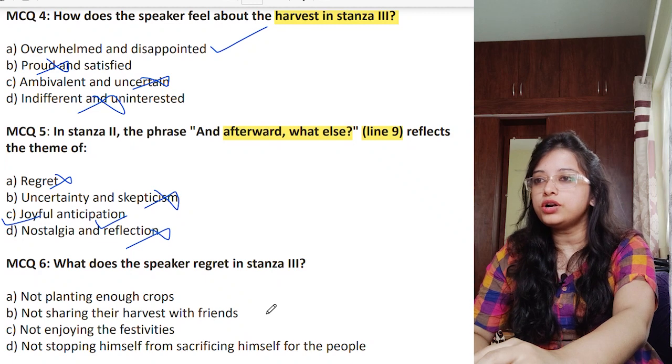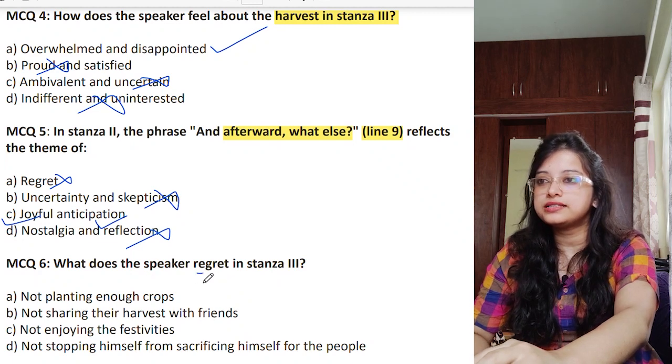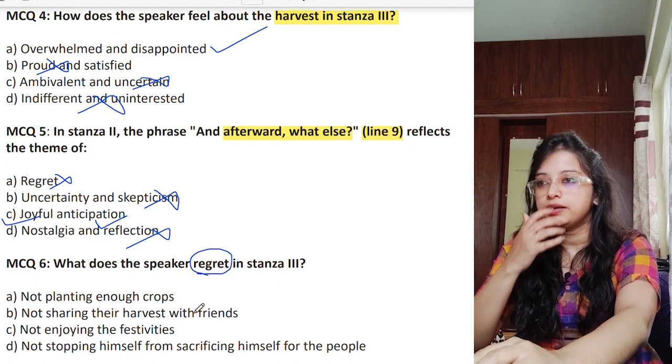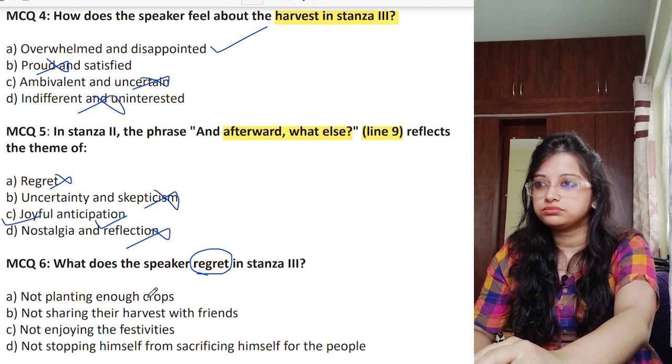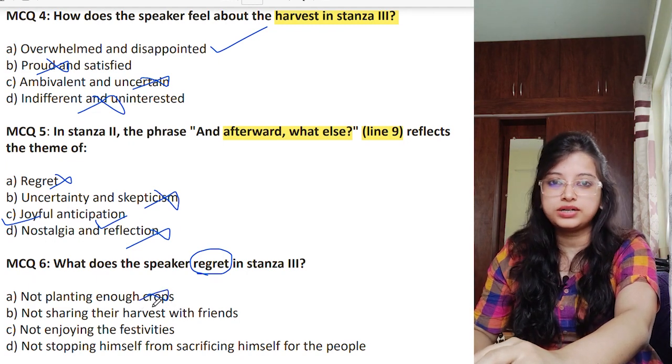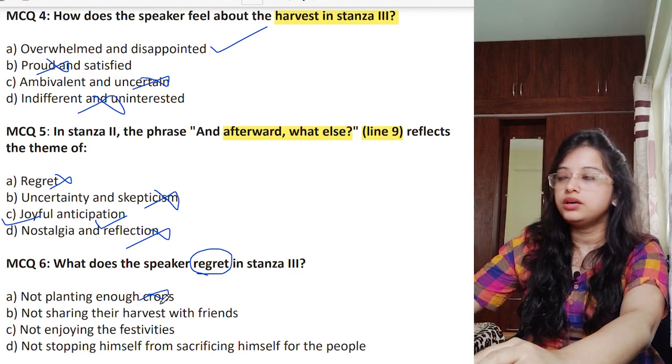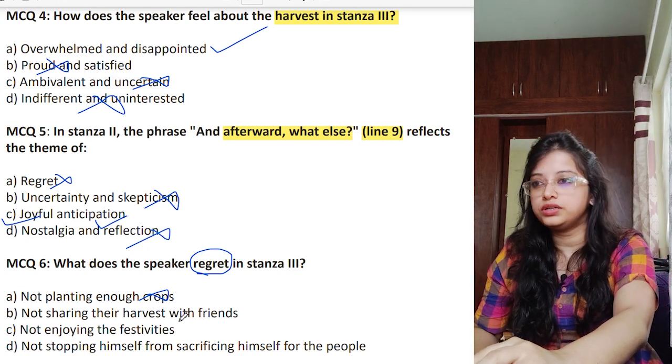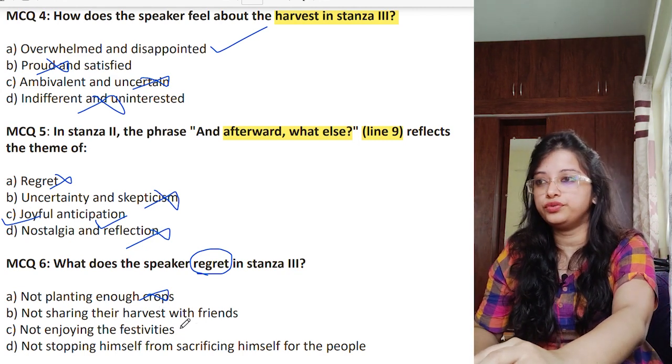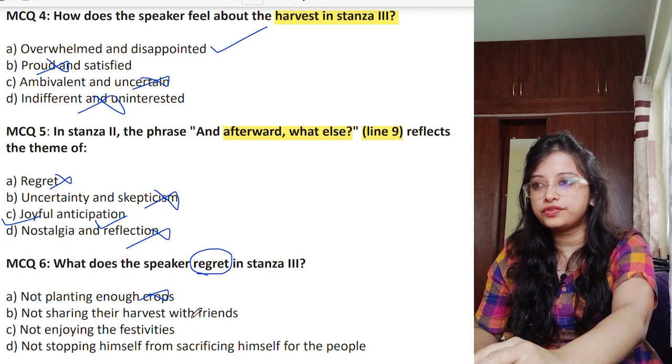MCQ 6. What does the speaker regret in stanza 3? What does he regret? Not planting enough crops. This is very strange. We are not discussing about plantation. We are not discussing about agriculture over here. Harvest is just a symbolic word over here. Not sharing the harvest with friends, no.